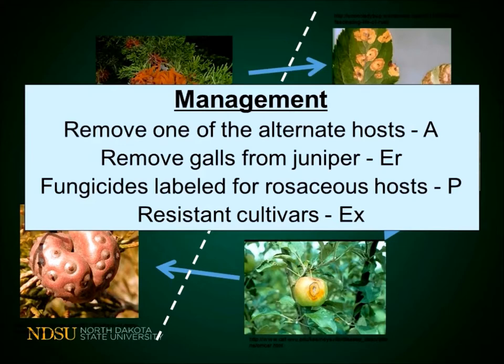And then the final thing I want to talk about is basically the use of resistant cultivars. So there are resistant cultivars of both the apple and the juniper, which you could plant in your landscape if you're developing a new planting. So that's something that's also an option, and probably one of the better choices in this scenario for trying to control this problem.